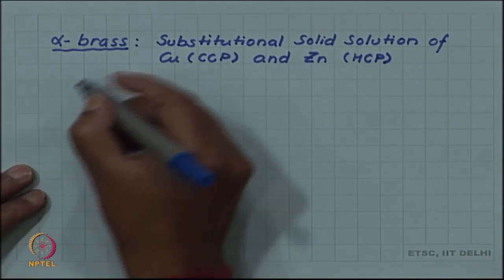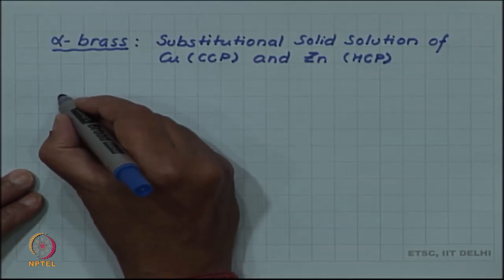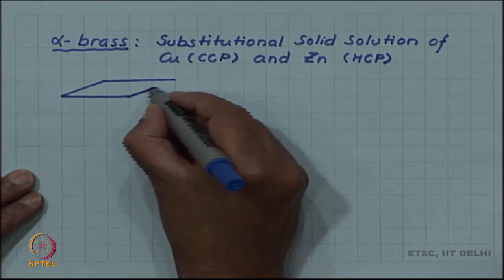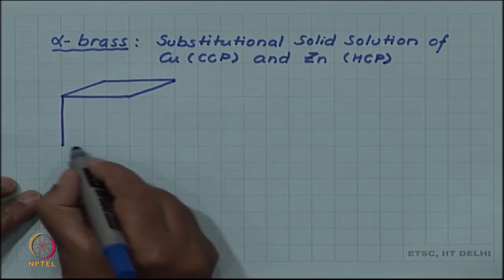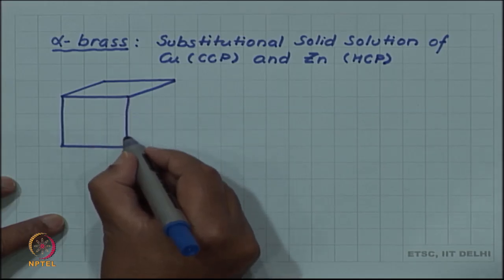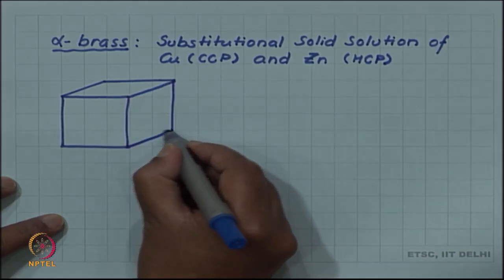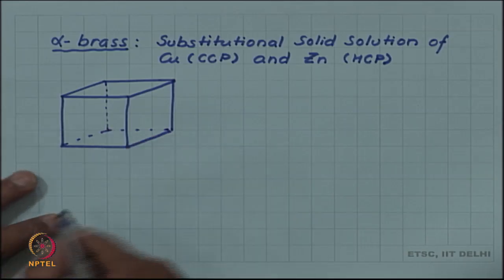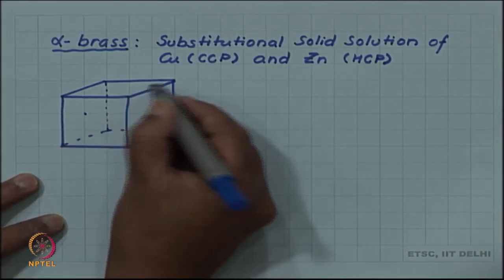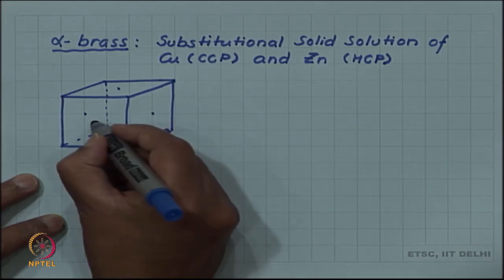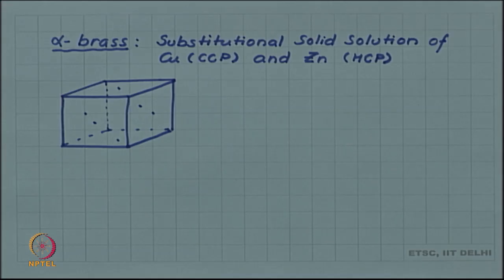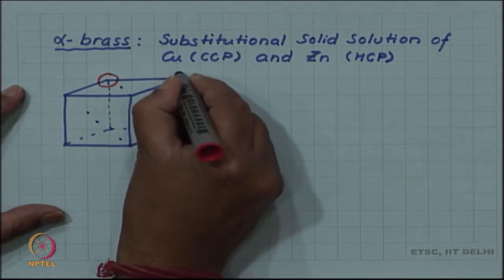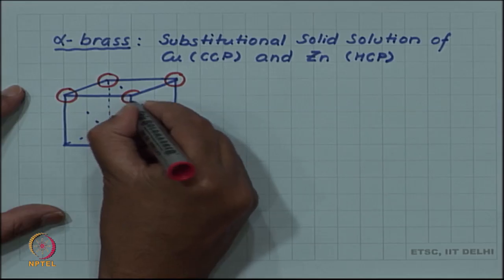So, note that copper is cubic close packed. So, if I make a unit cell of copper, the face center locations are also the lattice sites, and let me say a red copper atom is sitting at each of these locations.